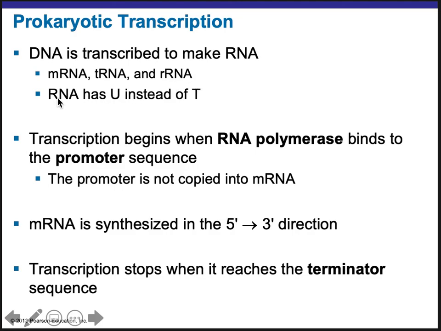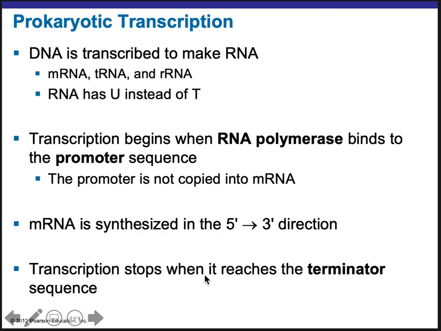Okay, so RNA, I already told you, has U instead of T, and so this is the same whether you're a prokaryote or a eukaryote. Transcription begins when RNA polymerase binds to a promoter sequence. That's also the same for prokaryotes and eukaryotes. And the promoter itself is not going to be copied into the mRNA. So that's also true.